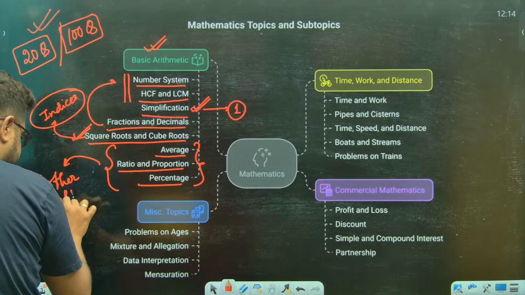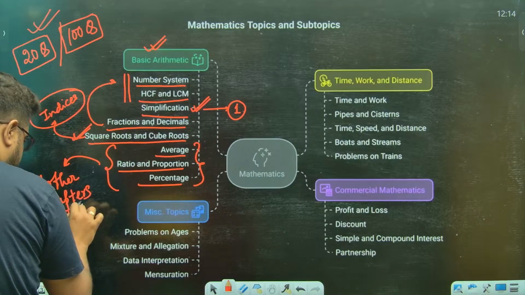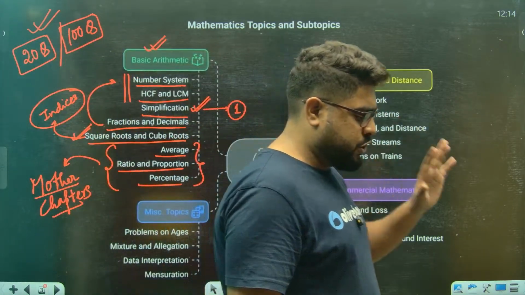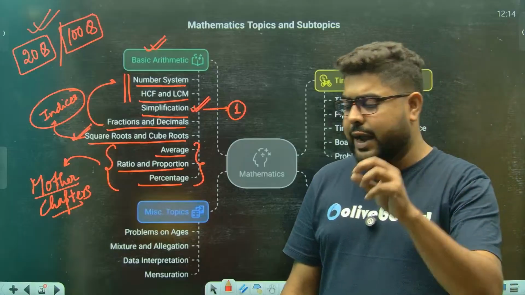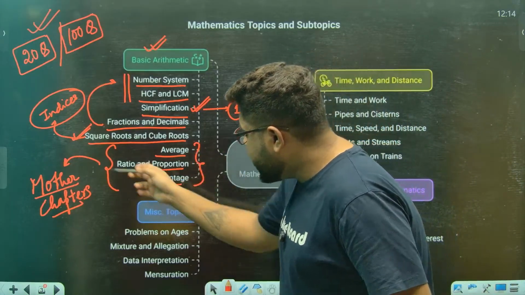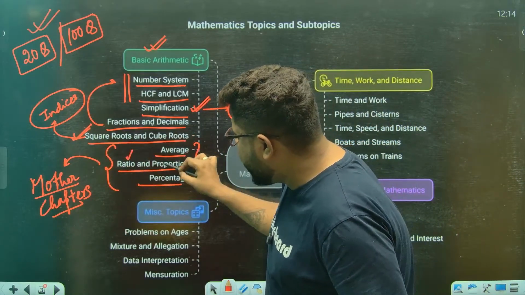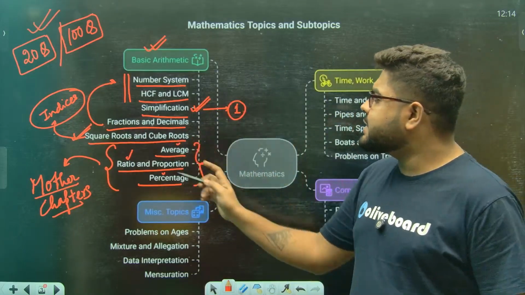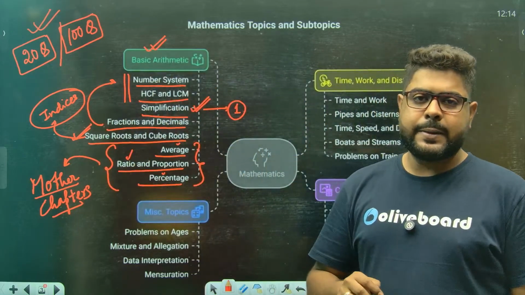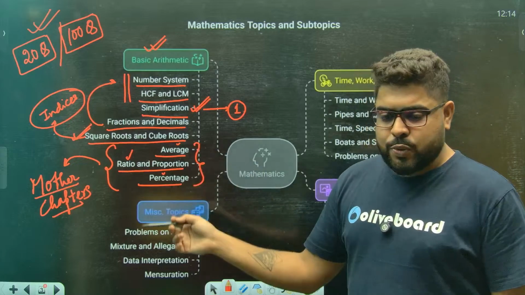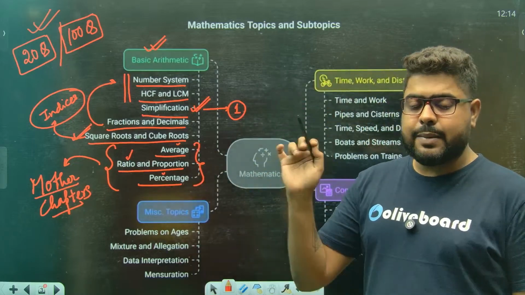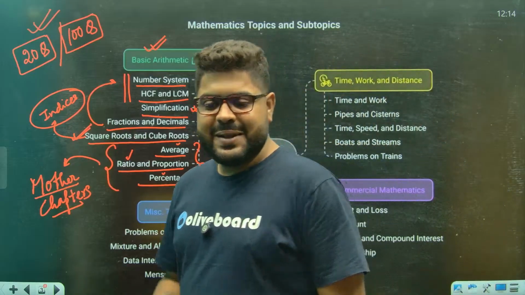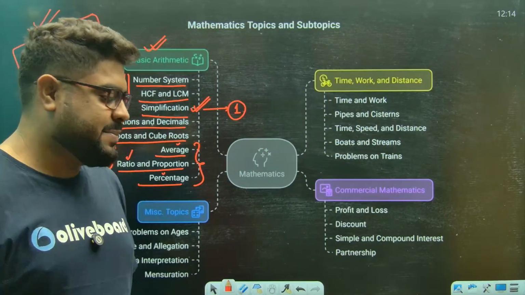I always say, sir, the person who can understand the interrelation between ratio, percentage and average understands the whole arithmetic. Percentage and ratio proportion, the whole arithmetic depends on those two chapters. Why? Let me give you an example.